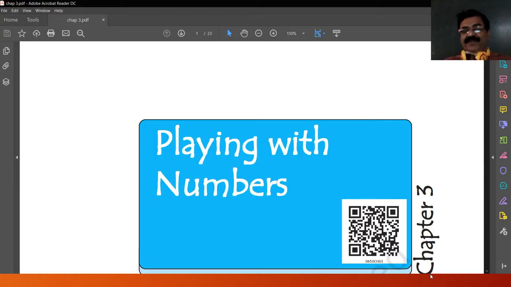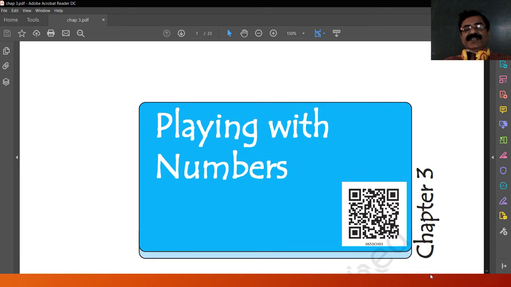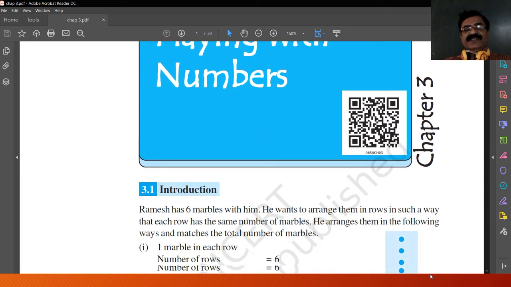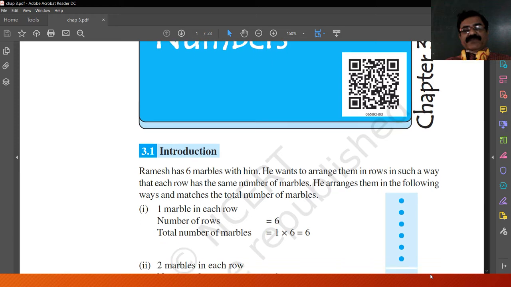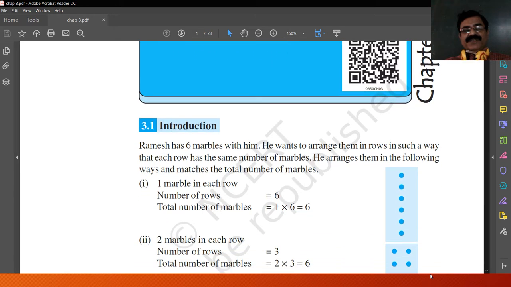Friends, in playing with numbers, you see one activity. Suppose Ramesh has 6 marbles with him. He wants to arrange them in rows in such a way that each row has the same number of marbles. He arranges them in the following ways, that is, one marble in each row, so the number of rows will be 6. So I can write the total number of marbles, 1 into 6 is equal to 6.